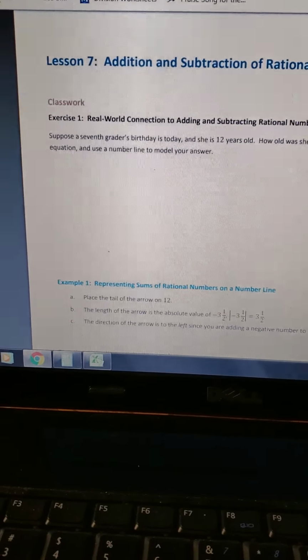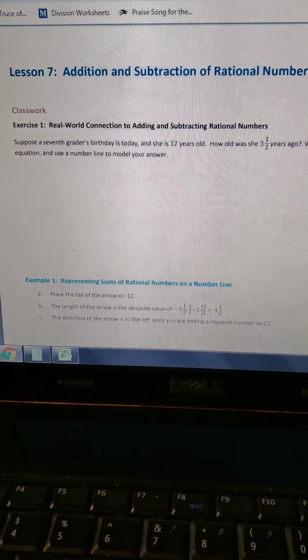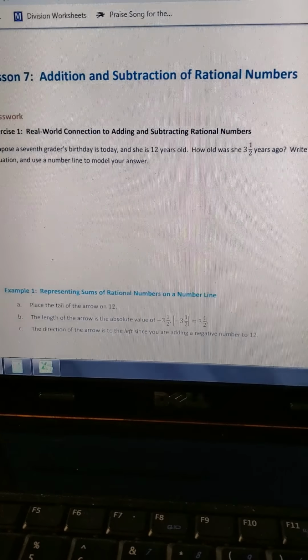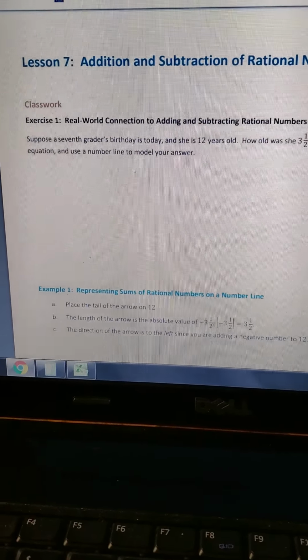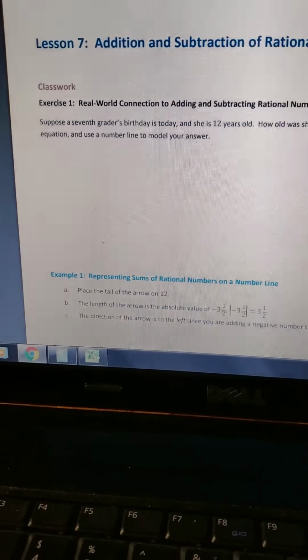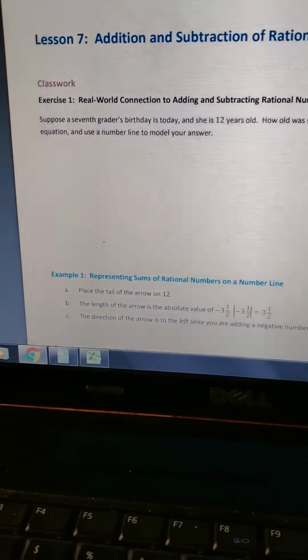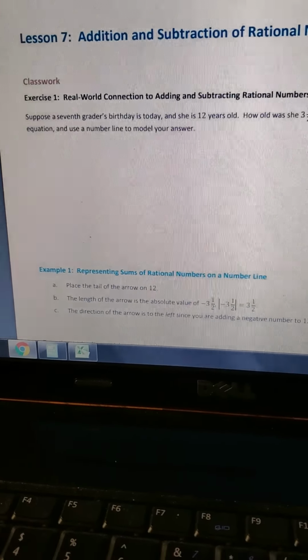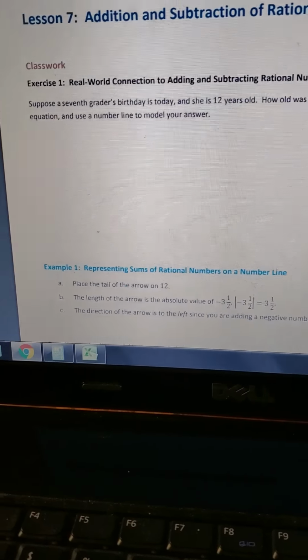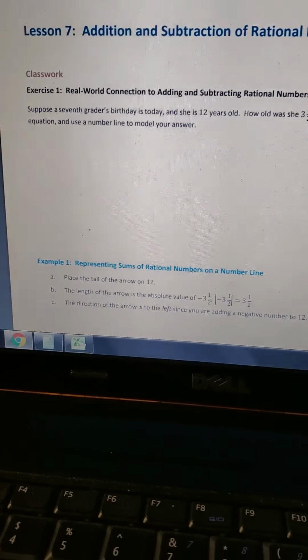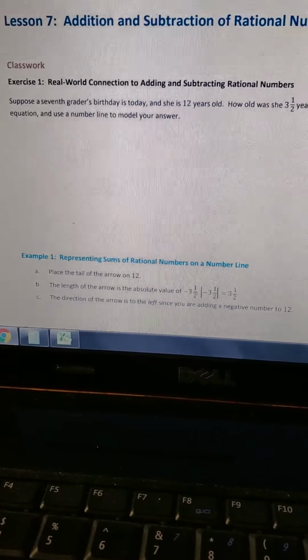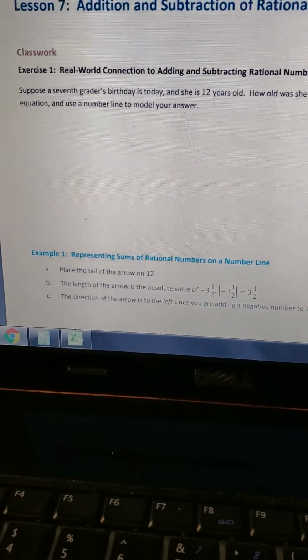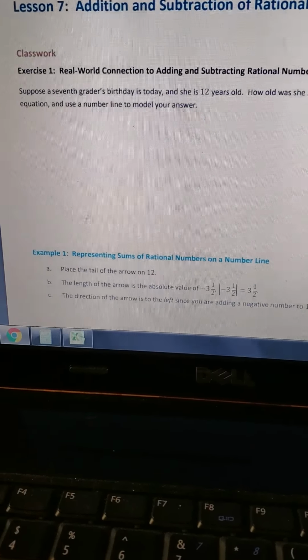Okay, so we are starting lesson 7 for group 2, which is going to be adding and subtracting of rational numbers. And this is going to be a longer lesson. It's going to be kind of the same thing we've been doing, which is adding and subtracting of positive and negative numbers. The difference is now they're going to be using a whole lot of fractions and decimals. In fact, I think every single problem is going to have fractions and decimals.